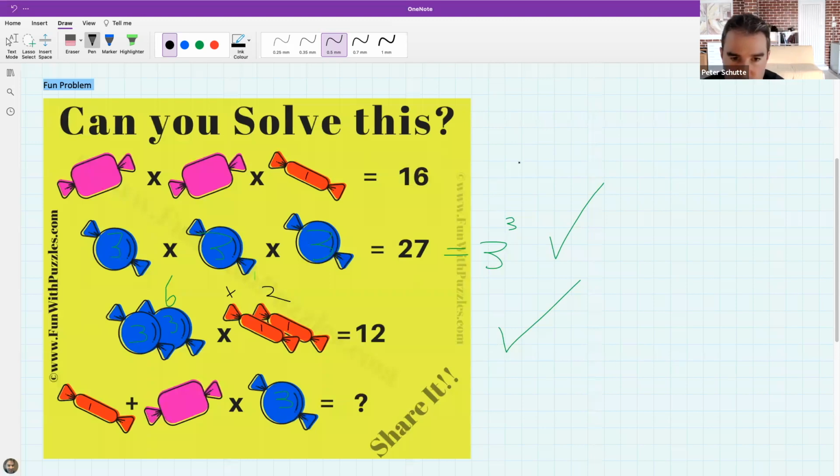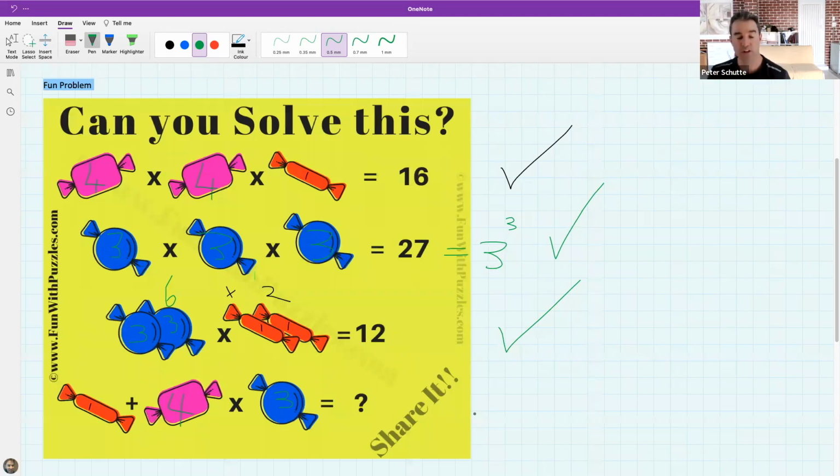Now, the big question is, what is a purple sweet worth? What is a purple sweet worth? Anyone want to? Oh, Sandile. Sandile, I think I agree with you. Something times 1 is 16. That something has to be a 4. Which means that has to be a 4.